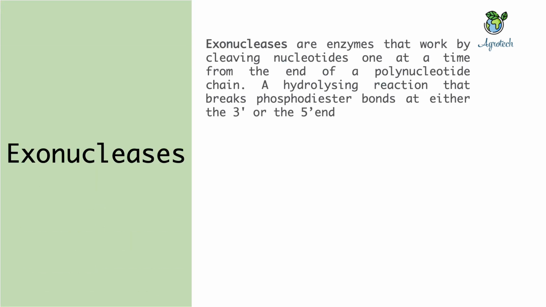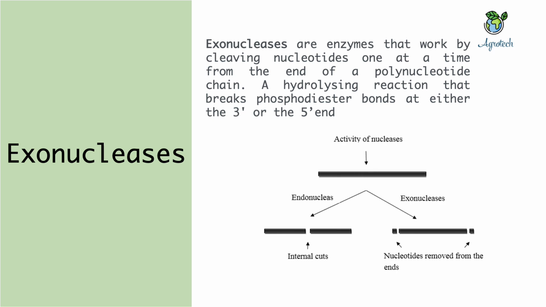These enzymes also help to cleave or cut DNA fragments in a given polynucleotide sequence. However, these enzymes act at the very end of polynucleotide chains, and a hydrolysis reaction occurs at a phosphodiester bond at either end of the polynucleotide chain, either at the 3' or at the 5' end. It can be illustrated through this picture.